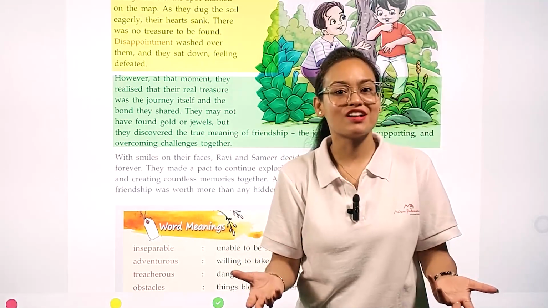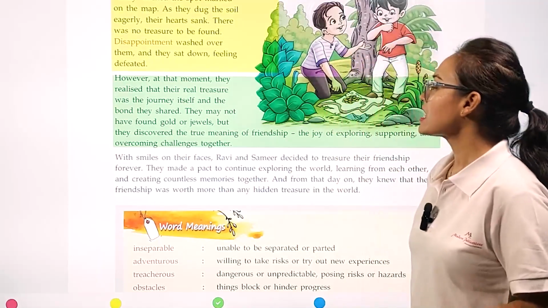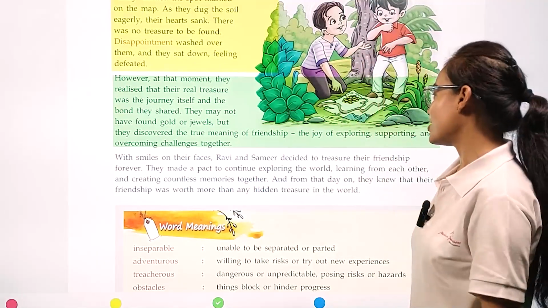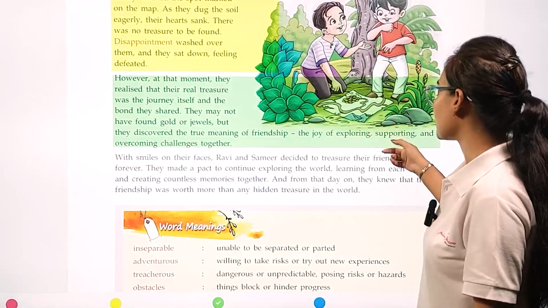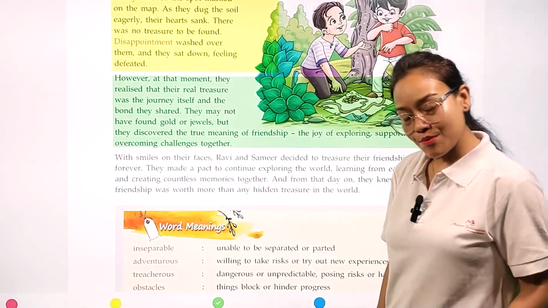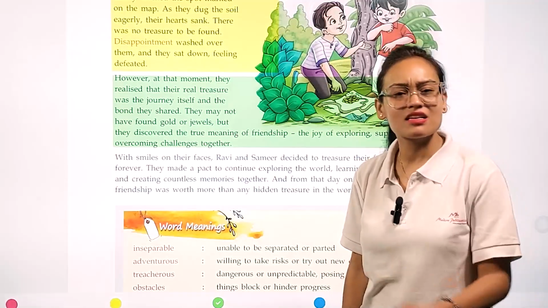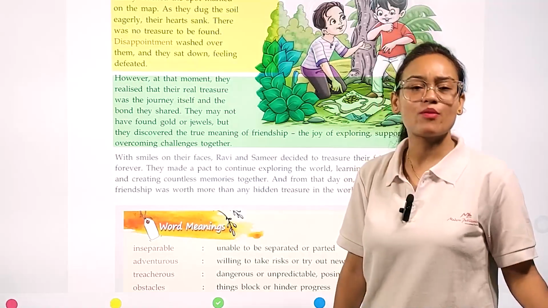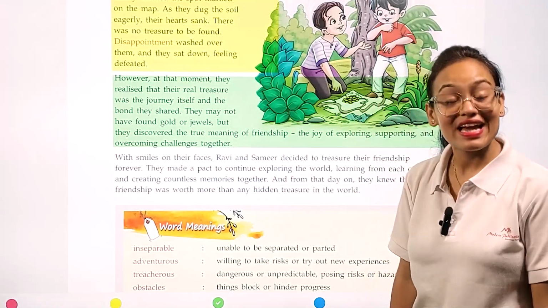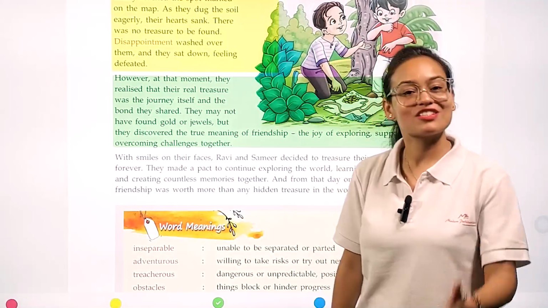They may not have found gold or jewels, but they discovered the true meaning of friendship, the joy of exploring, supporting, and overcoming challenges together. Maybe both Samir and Ravi didn't find any gold, silver, diamonds, or emeralds, but they found that the real treasure of their life is their friendship.